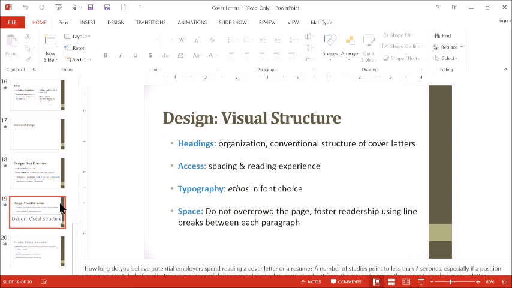Some visual design best practices are to have between 0.7 and 1 inch margins, to use single spacing, to make sure that there's white space that is equal on all margins, that you are using a clear and professional font, and that you are not overcrowding the page. Generally speaking, it's better to have more white space and then to leave off some of your content than the opposite.